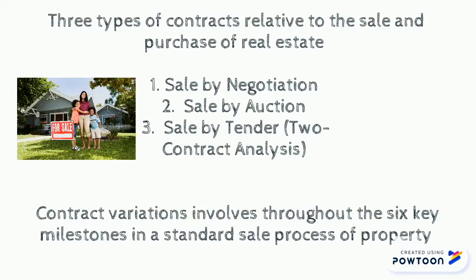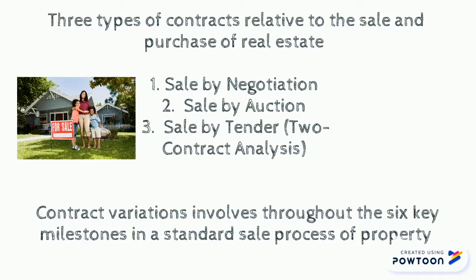Types of contracts. It is important to consider the 3 different types of contracts relative to the sale and purchase of real estate. These include sale by negotiation, sale by auction, and sale by tender. The different types of contract affect the method by which offers can be made. The contract variations involve different processes throughout the 6 key milestones in a standard sale process of property.